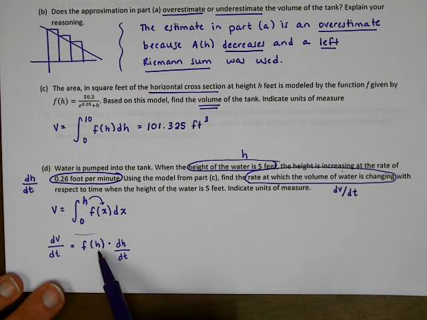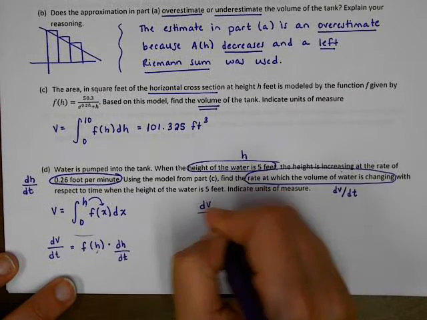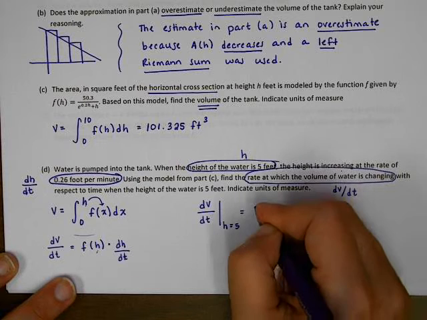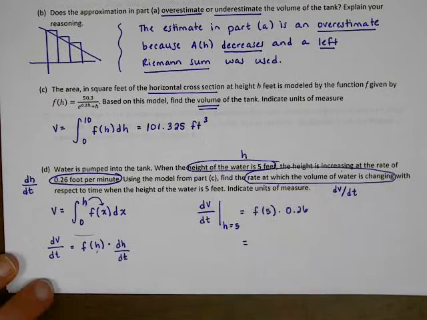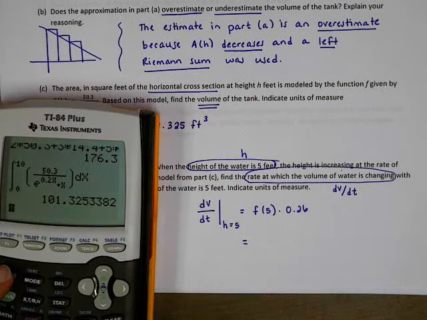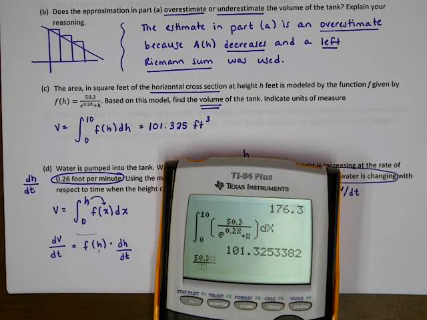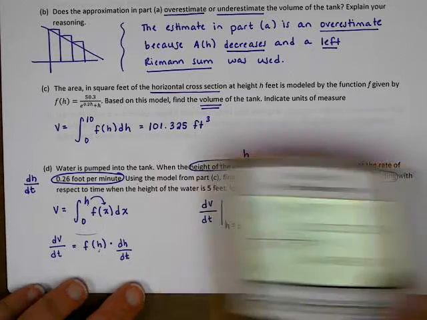Now I can see that I can actually plug in my h, which is 5, and my dh over dt, which they provided me with, is 0.26. So dV over dt evaluated when h equals 5 would be f of 5 times 0.26, and now I'm just going to go ahead and use my calculator. So I would plug in 5 to here, 50.3 over e to the 0.2 times 5 plus 5 times 0.26. I get 1.694.